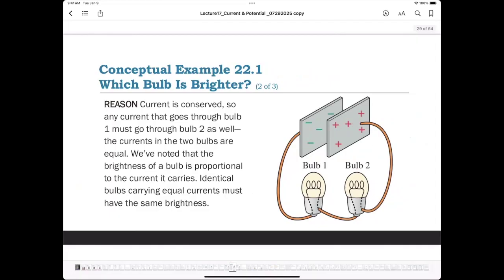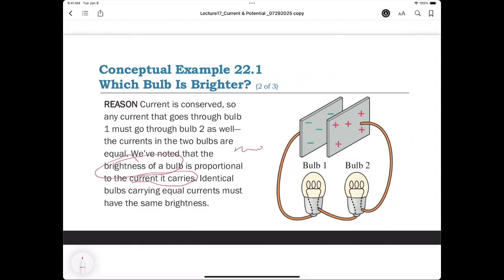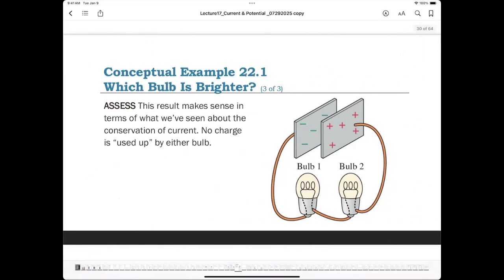We've noticed that the brightness of a bulb is proportional to the current it carries. More current means it will be brighter. So identical bulbs carrying equal currents must have the same brightness. Does it make sense to you? This result makes sense in terms of what we've seen about the conservation of current. No charge is used up by either bulb. The electrons just go through the bulbs. That makes sense to you.